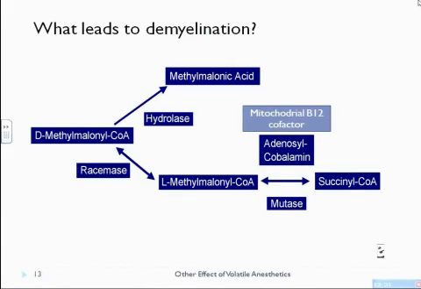Now, what leads to demyelination is that the D-methylmalonyl-CoA is going to be inhibited by the conversion of adenosylcobalamin, which is going to be attacked by the nitrous oxide. See right there, and as a consequence, you will see an elevation of L-methylmalonyl-CoA because it can't form succinyl-CoA. This will increase the D-methylmalonyl-CoA and eventually increase your methylmalonic acid, which is what actually causes toxicity to the myelin sheath.